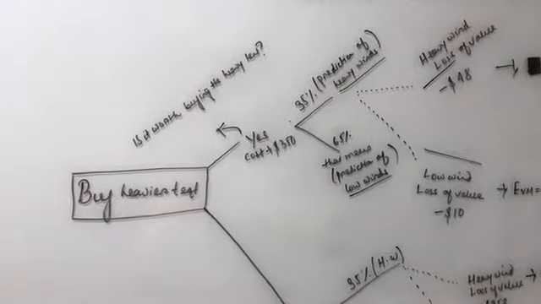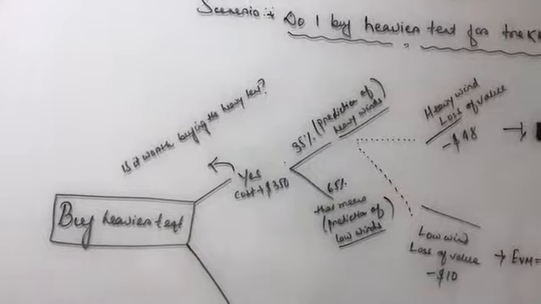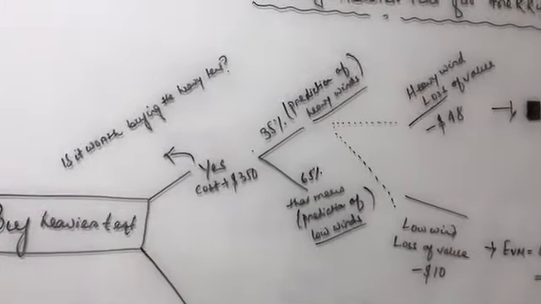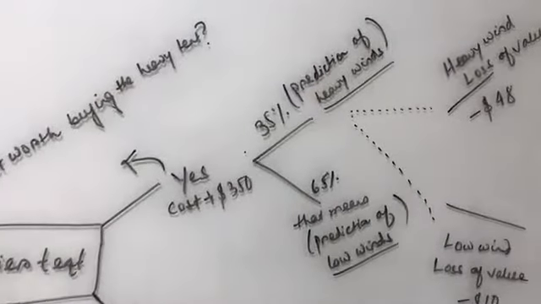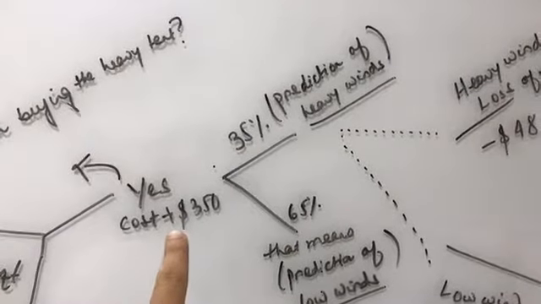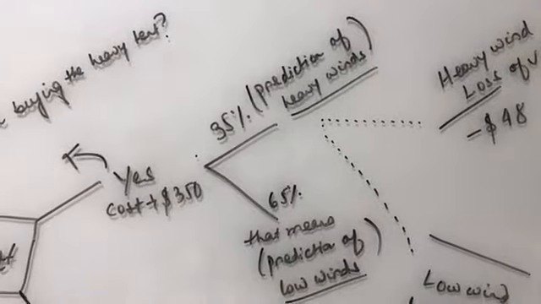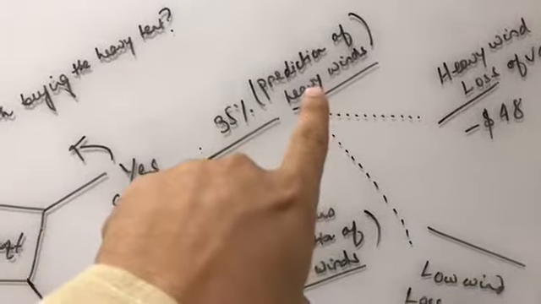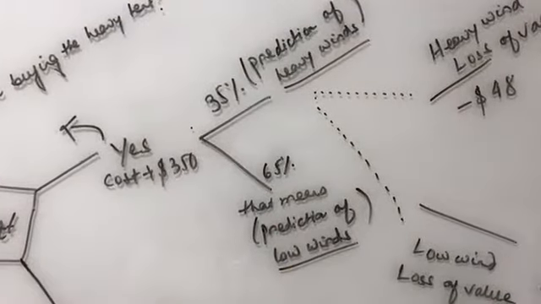Don't get confused, I'll take you through each box. So the scenario is buy heavier tent. Is it worth buying the heavier tent? Yes. If it is yes, the cost of the tent is $350. Now, as per the prediction from the weather forecasting company, 35% predicted heavy winds. That means 65% predicted low winds.